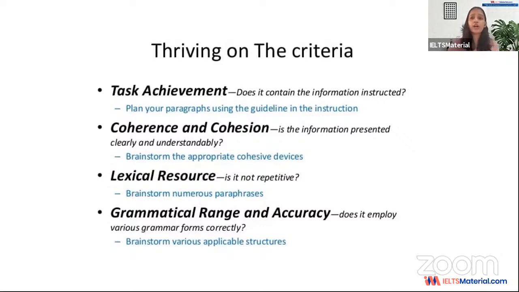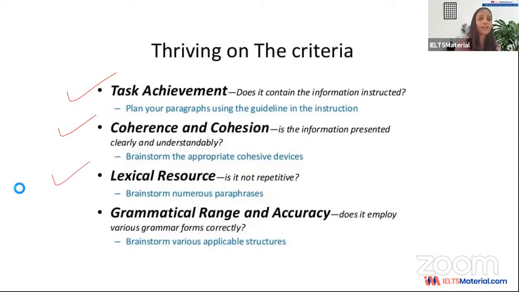So let's do a quick revision of the several criteria important for evaluation of your writing task. Number 1, task achievement. Have you written the content well? Have you followed the question instruction well or not? That's the question. Number 2, coherence and cohesion. Is there a logical flow of ideas? Have you used the linking words properly? That's what we have to think here.